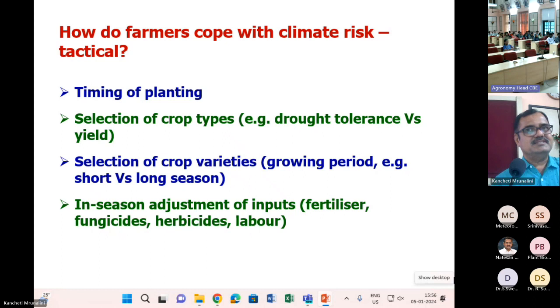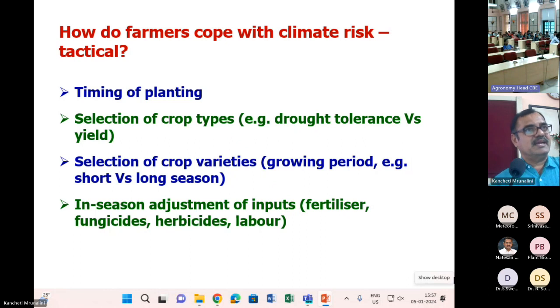Tactical means after sowing the crop, what decisions are to be taken depending upon the conditions prevailed. For example, once a crop is sown, in between there will be some dry spell. Then what decisions are to be taken to protect the crop? Those decisions we can call tactical. And strategic means before sowing the crop, or long-term planning at farm level; those are the strategic decisions.